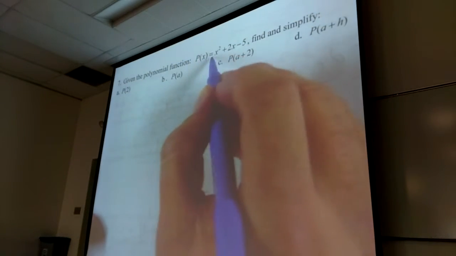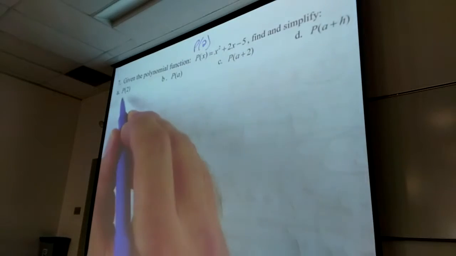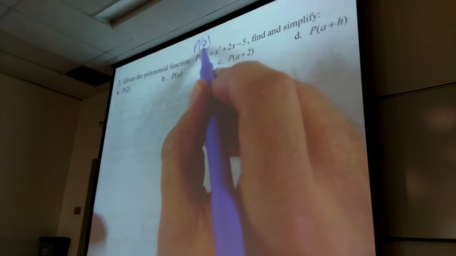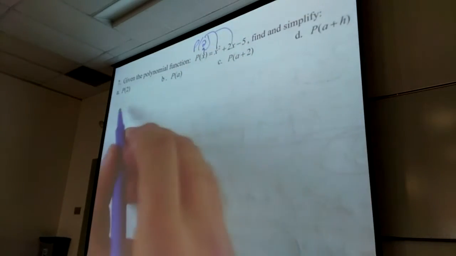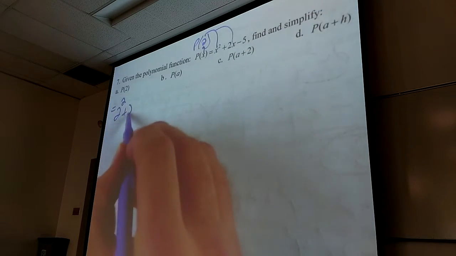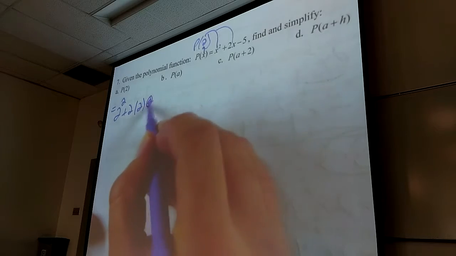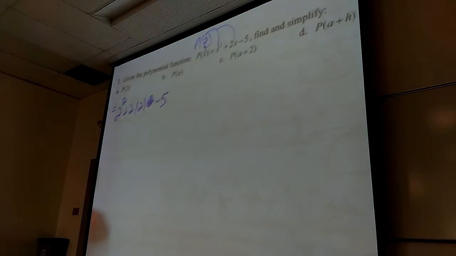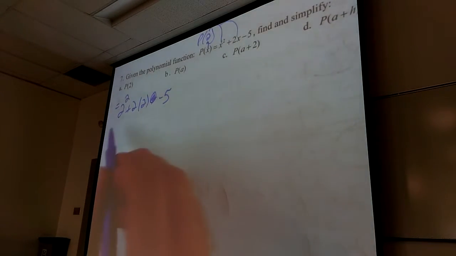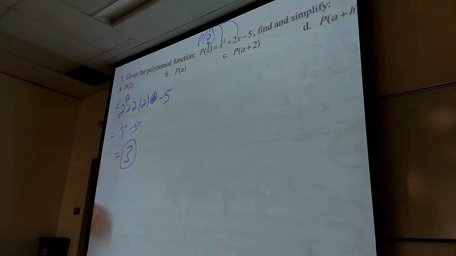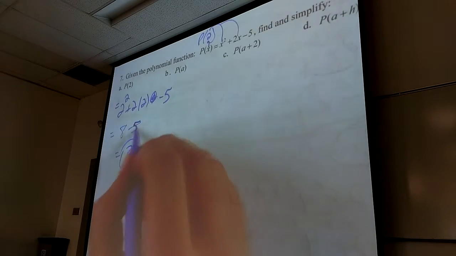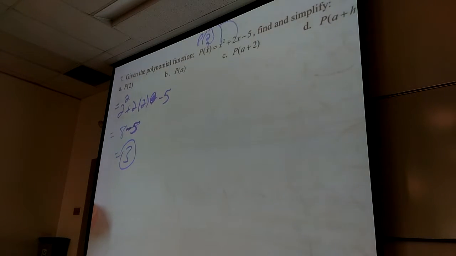If P of x is this business, P of 2, which is what the first one's asking for, just tells me to make x 2. So I replace all the x's with 2. So this would be 2 squared plus 2 times 2, then plus minus 5. This is 4 plus 4 is 8, minus 5 is 3. Cool. That's all it is. It's just substitution.